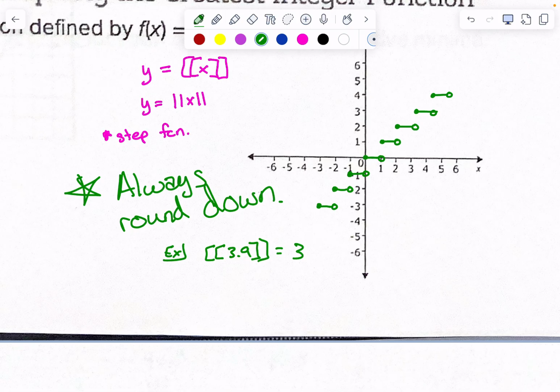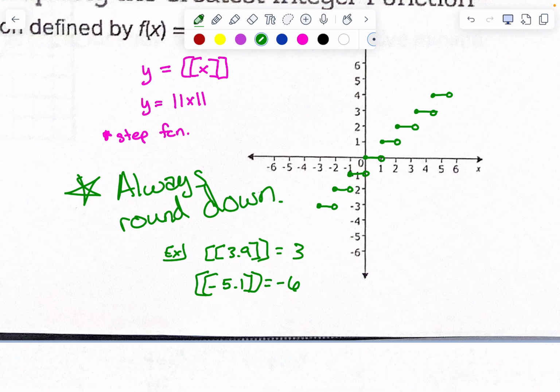Okay, now here's where it gets confusing. Negative 5.1. Greatest integer. Ooh, negative 6, because rounding down negatives, you round down to the next full number. A lot of people say negative 5. Nope. Negative 6 is the lowest number, the one you're rounding down to. Does that make sense? So negative numbers get a little bit more confusing. Good?